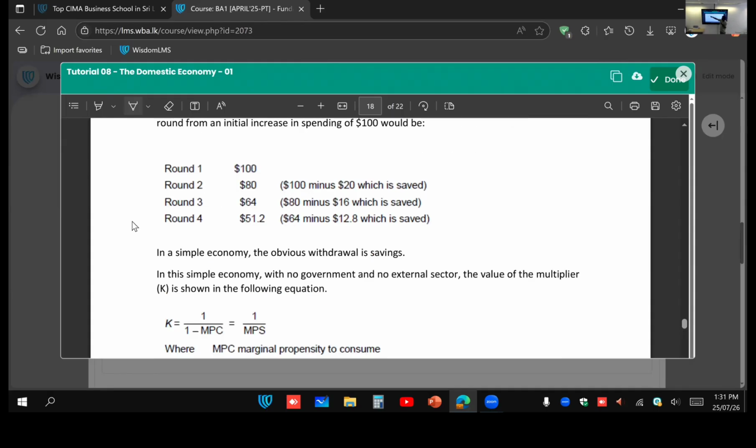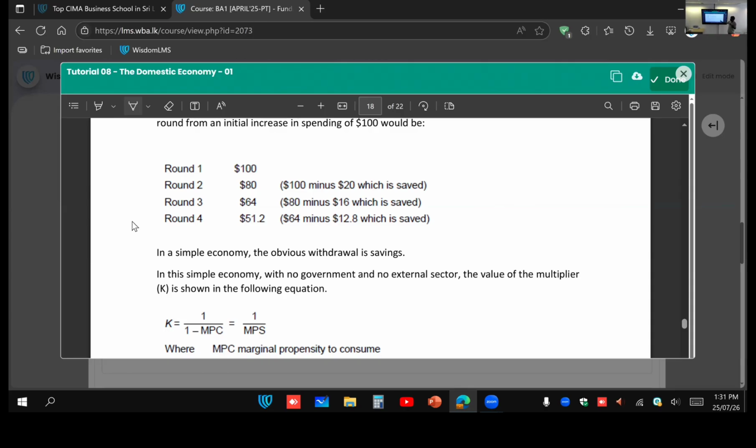Round 1, you give $100. Round 2, 80. 100 minus 20, which is saved, or paid as government debt, or given for imports, through whatever the withdrawals. So 80 remains. Next time that becomes 64. Next time that becomes 51.2. It keeps on diminishing. Right? Keeps on diminishing because of the withdrawals out of the circular flow of funds.